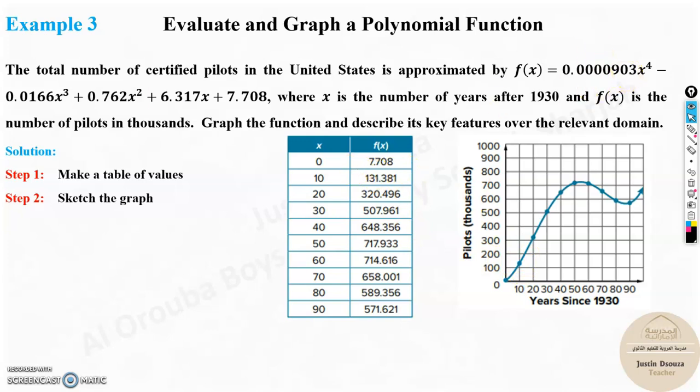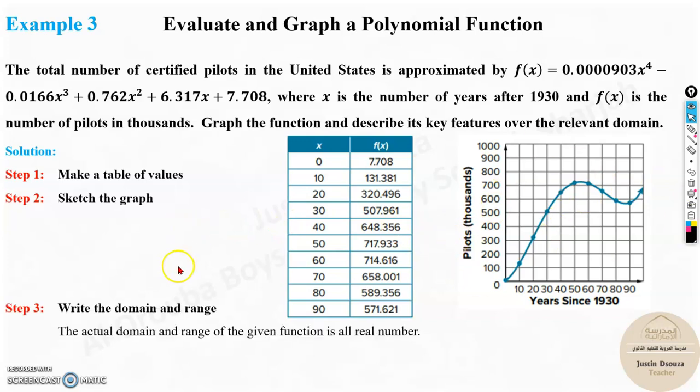So if you look, you can understand the number of pilots started increasing after 1930 until over here. Then they went down and then again they went up. So that is the graph, approximate graph, okay? The domain and range are all real numbers because you can put any value over here and you will get an answer, isn't it? But no, this is not the case.